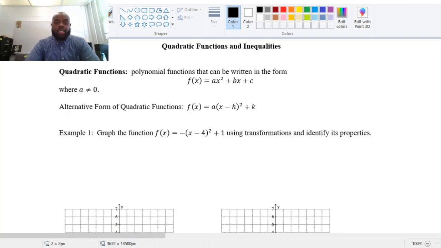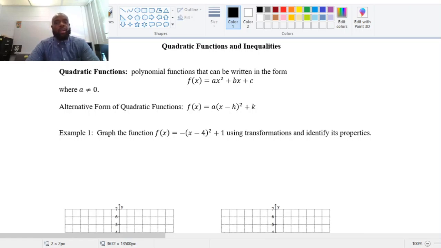So we've already discussed quadratic functions before. But remember, a quadratic function is a polynomial function that can be written in the form ax squared plus bx plus c, where a does not equal 0. Because if a equals 0, we wouldn't have that x squared term, and we'd have a linear function. Now b and c can both be 0. As long as we have a squared term, this is called a quadratic function.